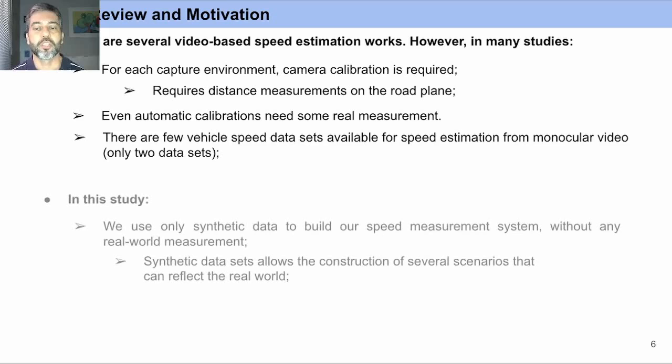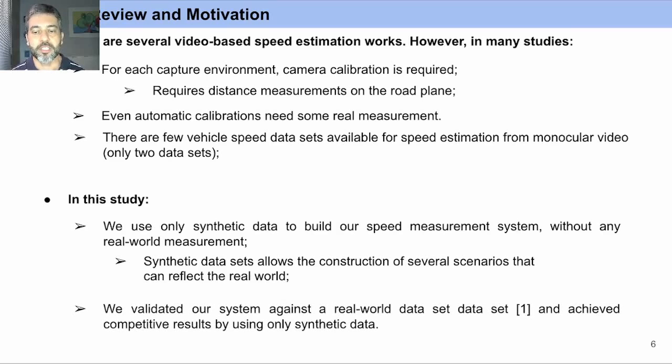In our work, we used only synthetic data to build our speed measurement system without any real-world measurement, eliminating the use of calibration or manual input for this purpose. The use of the simulator when generating synthetic datasets allows for the construction of several scenarios that can reflect the real world by generating varied samples with variation in weather and light conditions, which can be difficult and costly to be captured in the real world. We validated our systems on the Luvizon dataset, and we achieved competitive results by using only synthetic data.